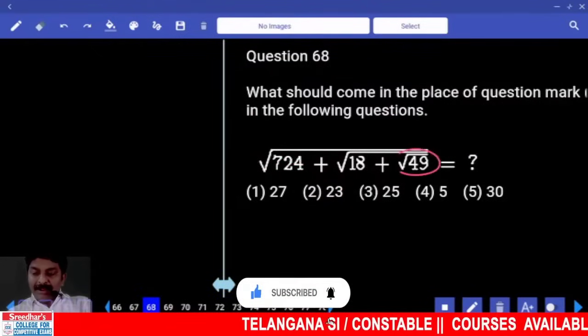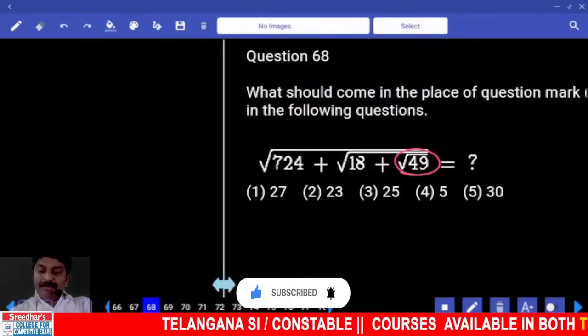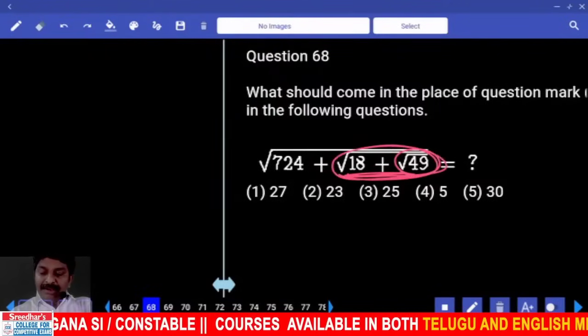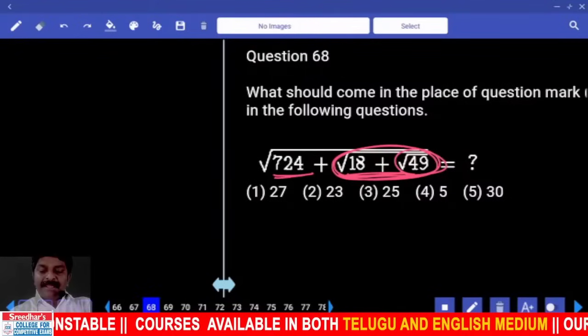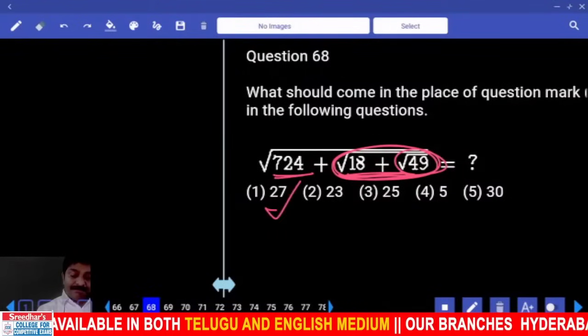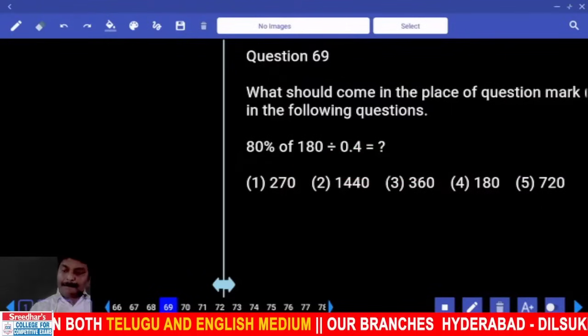Backtracking. Under root of 49. 48 plus 7. Under root of 25. 5 plus 7, 24. Under root of 7, 29. 27.